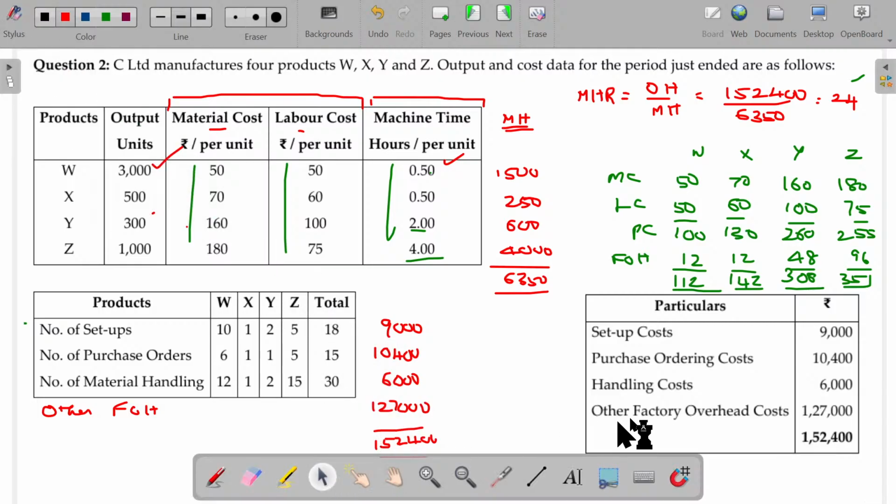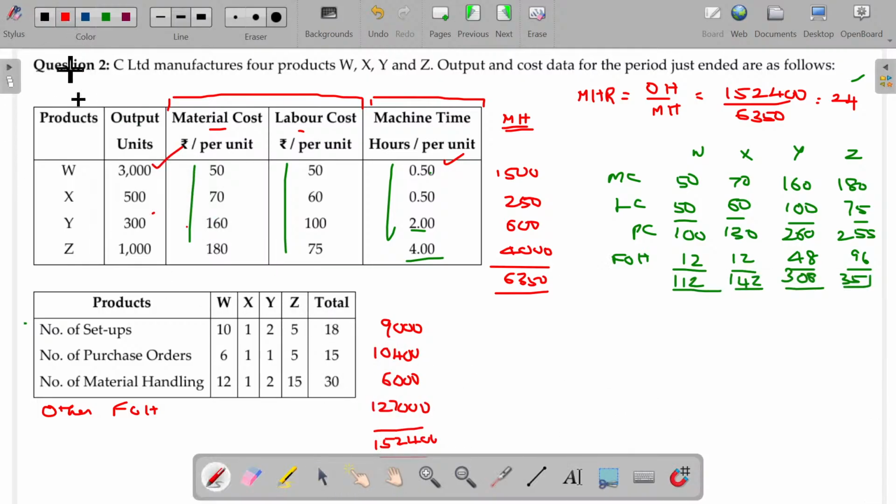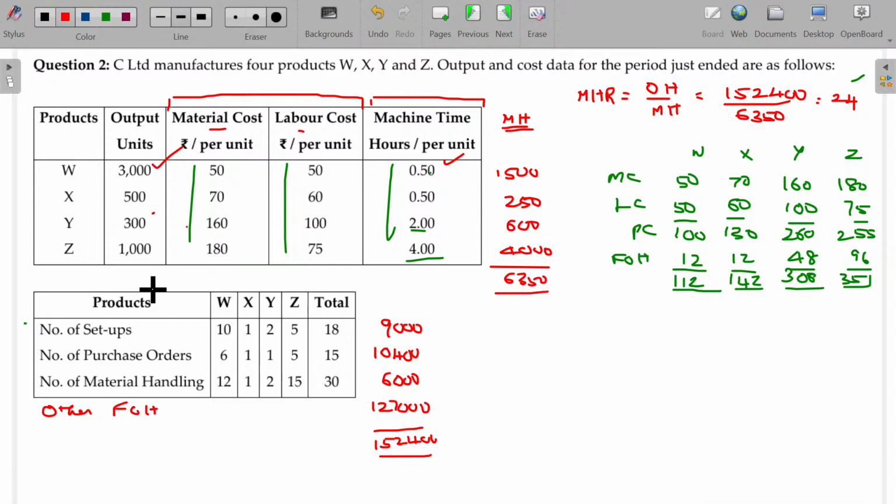How can I identify the cost now? Now, what about the total number of setups here? 18 setups. For 18 setups, 9,000 rupees. For 15 purchase orders, 10,400. For 30 material handlings, 6,000 rupees. Other factory overhead can be linked with what? Machine hour. The total machine hour being 6,350. Is that clear? 6,350 hours we already found out.